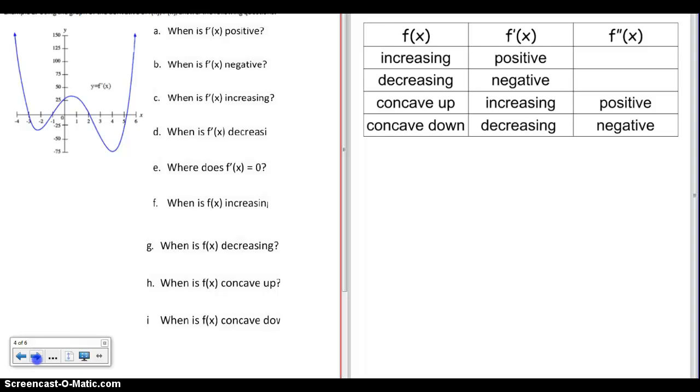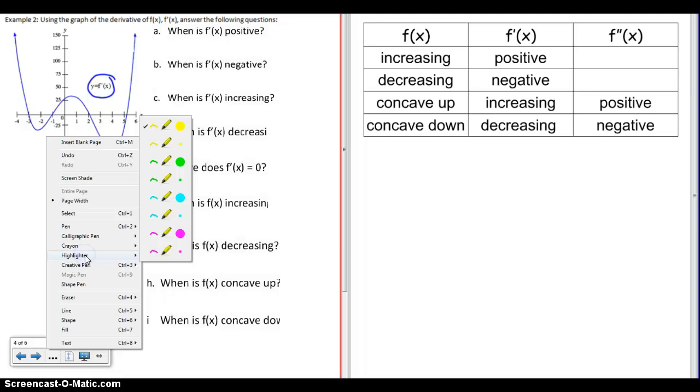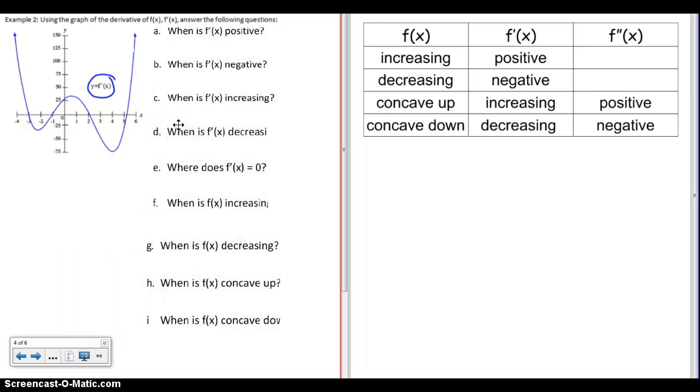Okay, so let's look at this first graph. Using the graph of the derivative of f of x, answer the following questions. So it's very important to pay attention to what kind of graph you have. You may have a function, you may have a first derivative, you may have a second derivative. So in this case, we have a first derivative graph. The first question says, where is the first derivative positive? So what we're looking for is, where is the first derivative above the x-axis? And so you can clearly see that it's here, here, and here.